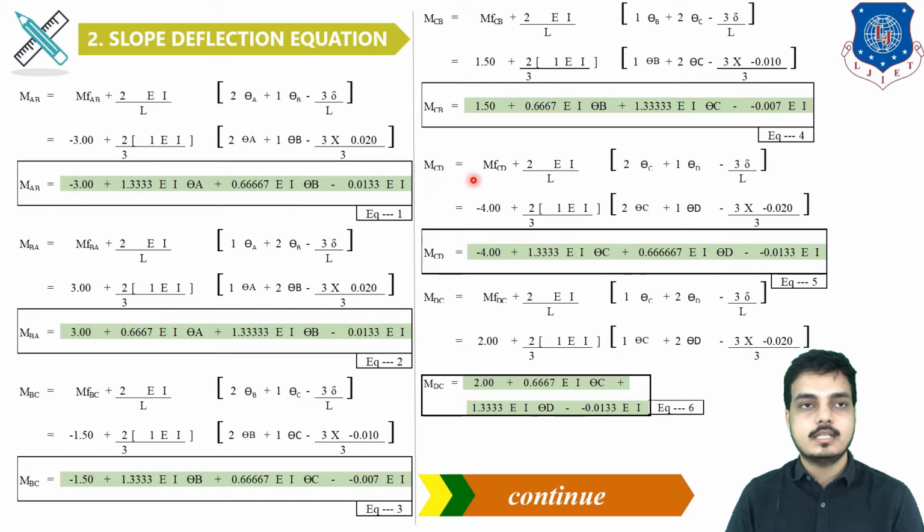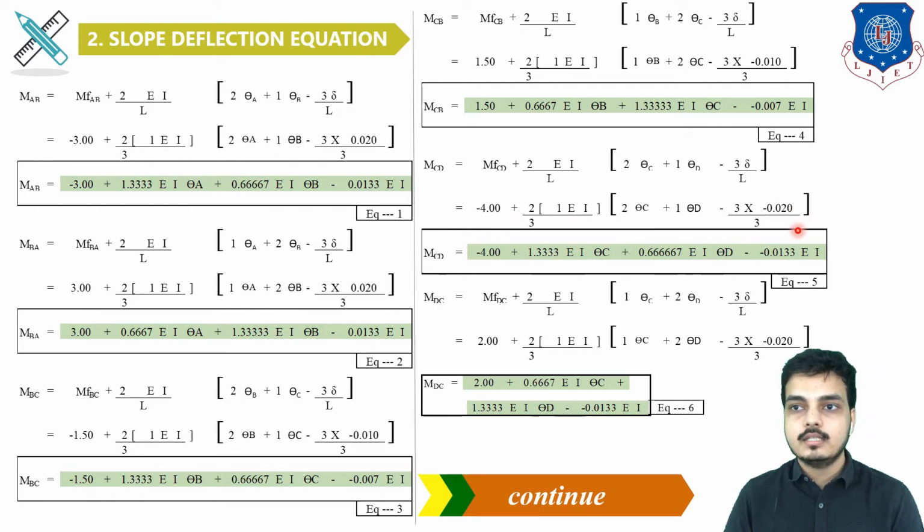Now for MCD it is MFCD plus 2EI upon L multiplied by 2 theta C plus 1 theta D minus 3 delta by L. So theta C and theta D both are my unknowns. At the place of delta we will be keeping minus 0.02, as we have seen that only C is sinking, which was sinking in the anti-clockwise direction, so ultimately minus only.